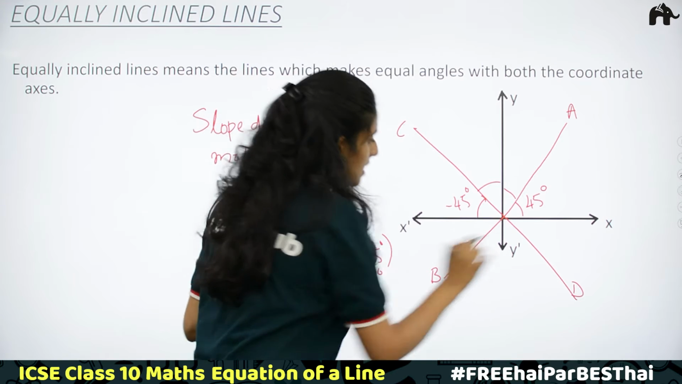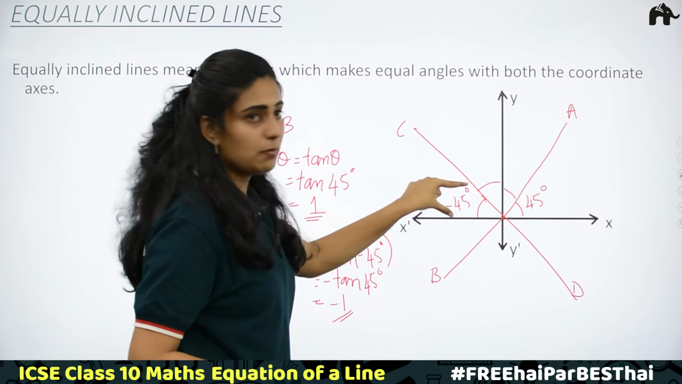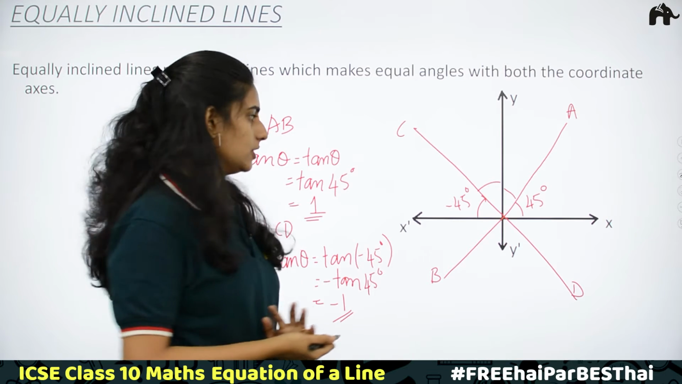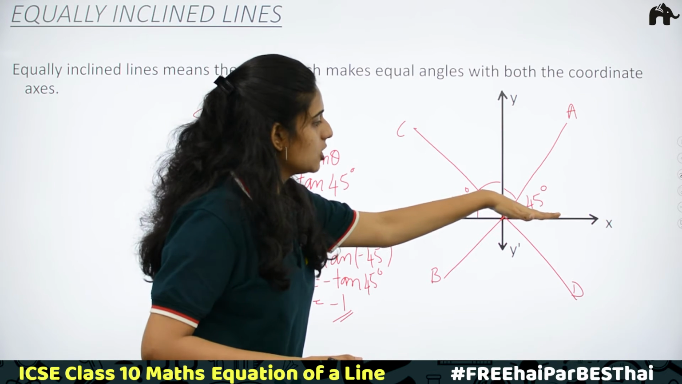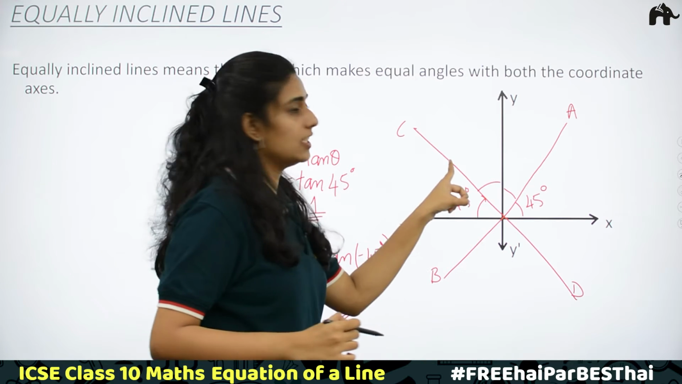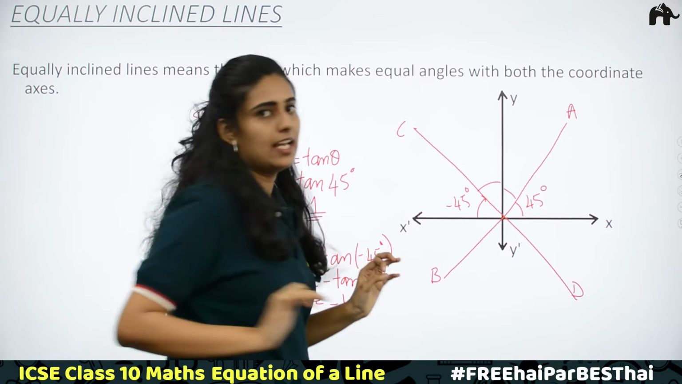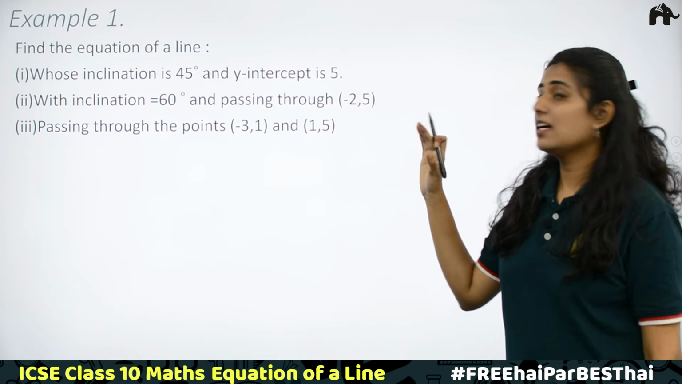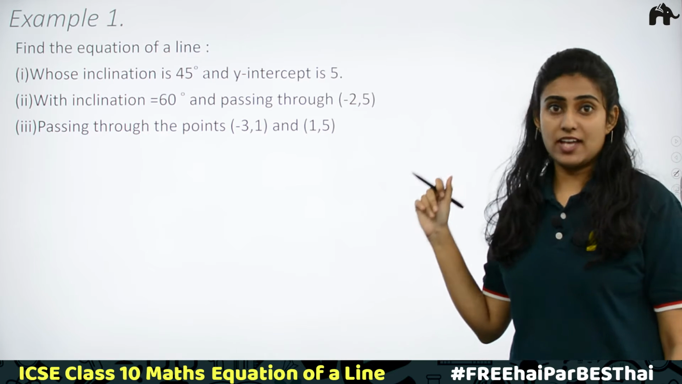Similarly, when you consider CD, with x-axis, it is making minus 45 degree angle, and with y-axis, it is making minus 45 degree angle. Okay. Here, 45 degree is measured in the anti-clockwise direction, and here 45 degree is measured in the clockwise direction. Therefore, it is negative. Understood this? Let us take an example to clearly understand the concepts that we have discussed.